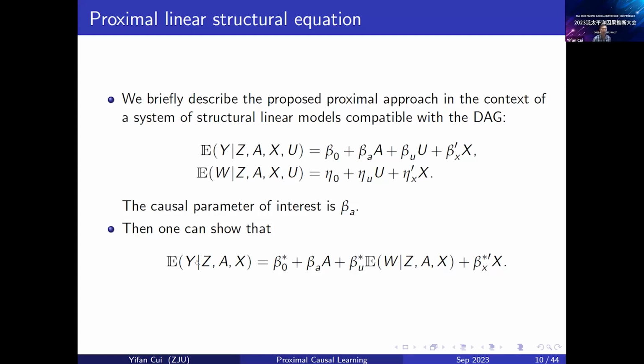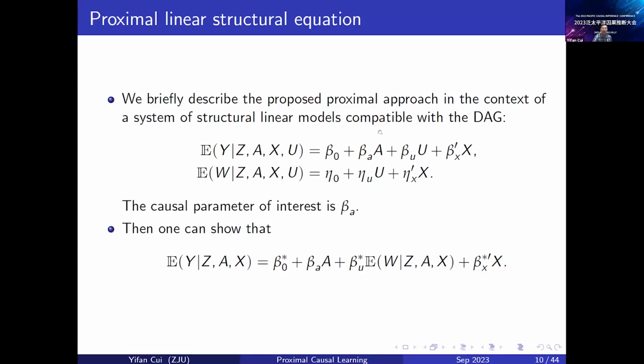After some simple calculation, you can get the expectation of Y given Z, X equals beta 0 star plus beta A times A plus beta U star times the expectation of W given Z, X, plus beta X star transpose X. So there is no U here. This equation is in terms of observed data, so we get the identification of beta A. In practice, you can do a 2-stage least squares. You can regress W on Z, A, X, and then regress Y on A, W hat, and X to estimate this beta A. This is similar to the 2-stage least squares in the instrumental variable method.